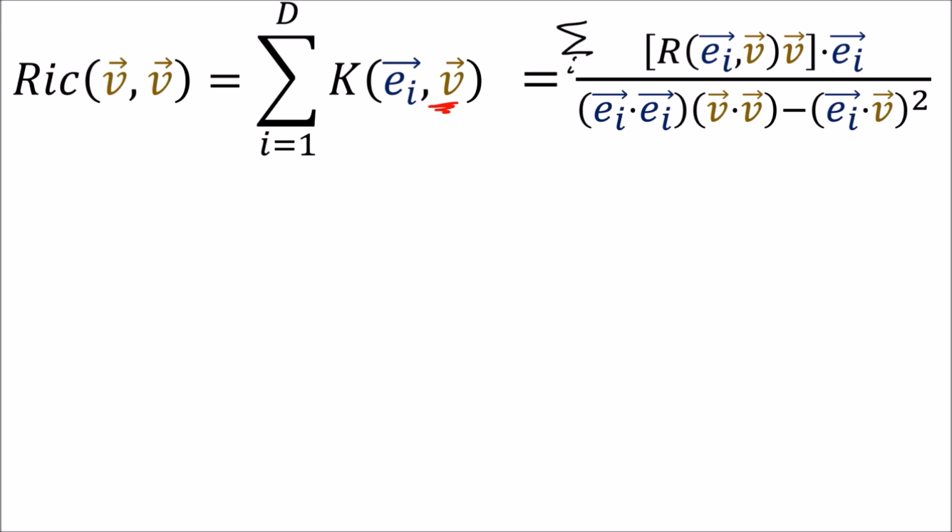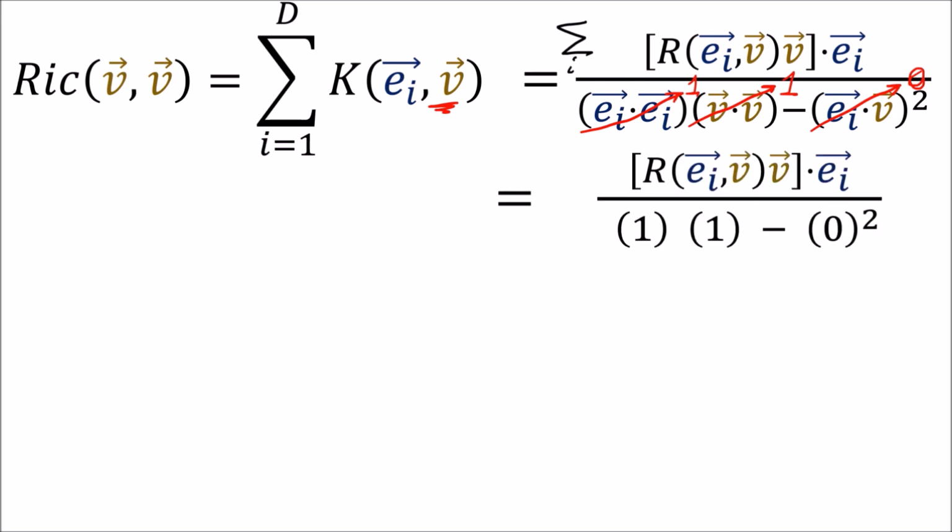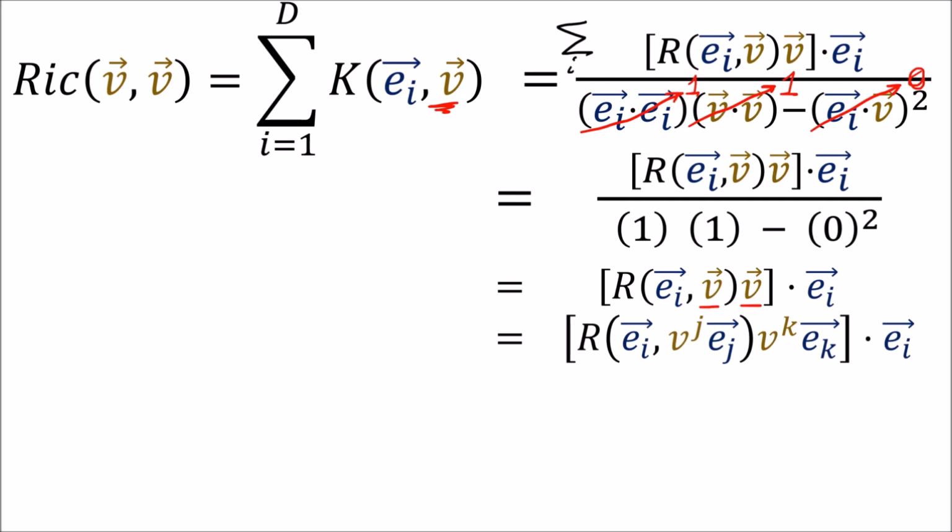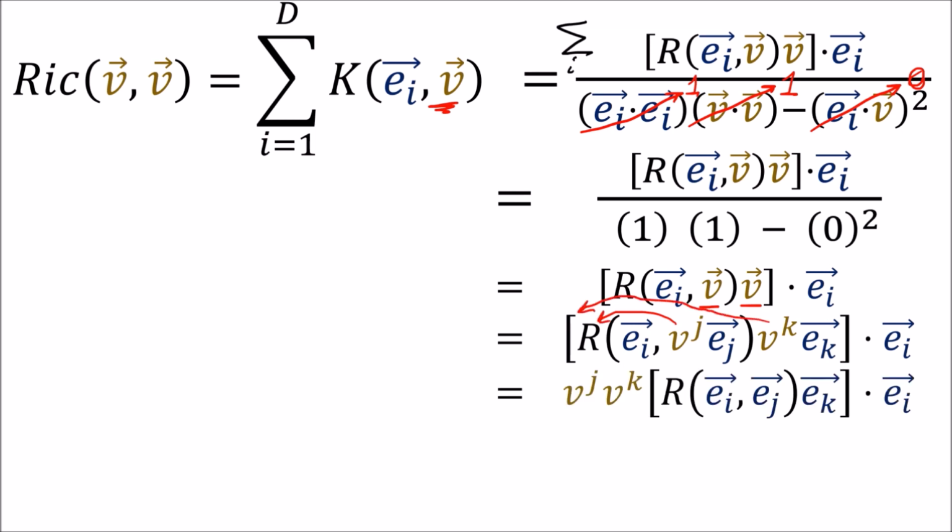Since the basis is orthonormal, ei.ei equals 1, v.v equals 1, and ei.v equals 0, since all the ei's are orthogonal to v. This means that the denominator of the formula is always 1 for an orthonormal basis. Now let's expand the v vectors as linear combinations of the basis vectors. And since the Riemann tensor is a multilinear map, we can pull these scalars out in front. And this expression here just means the Riemann tensor component with lower indexes kij and upper index i.